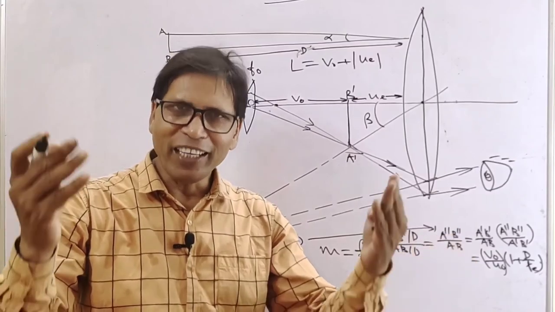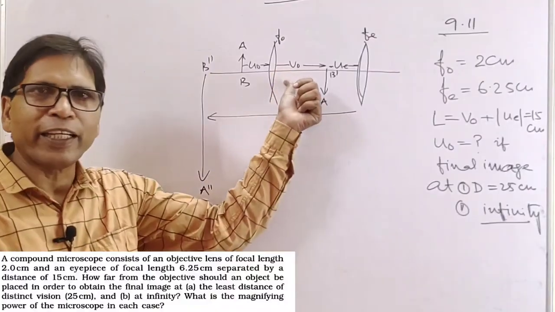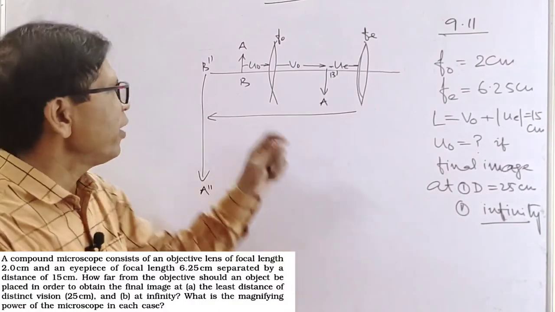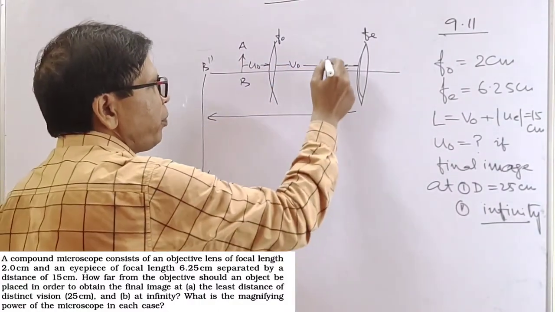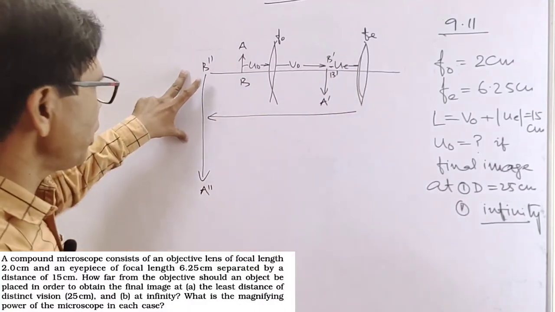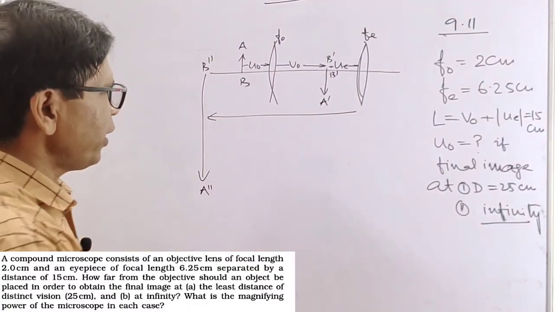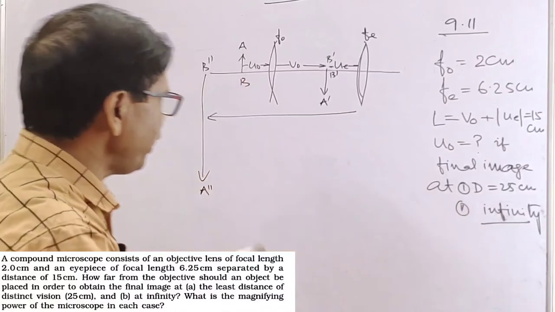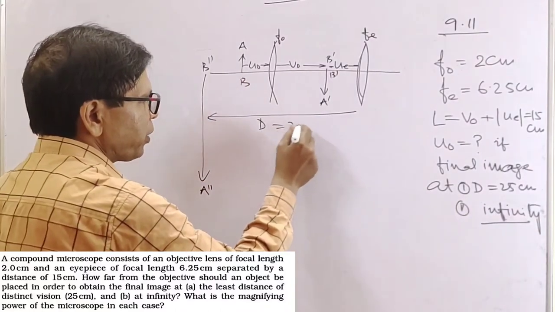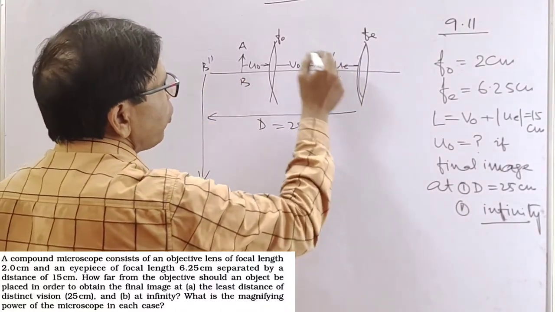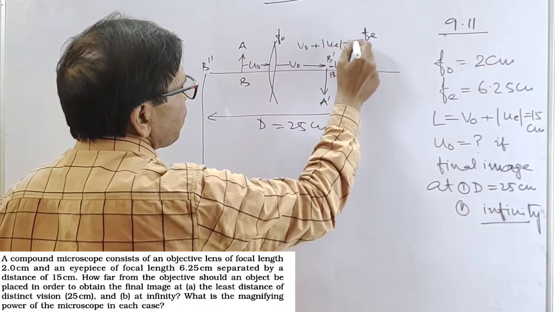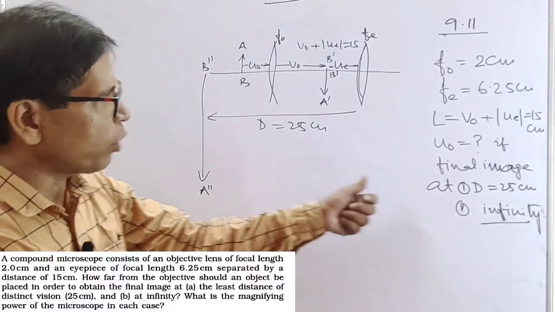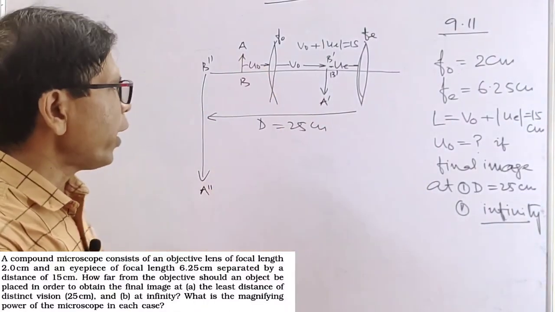Okay, now a numerical. This is a rough sketch of a compound microscope. This is the object, this is the image formed by the objective, and this is the final image formed by the eyepiece. Look at this. In the first case, capital D equals 25 centimeter. Okay, now VO plus mod UE equals 15 centimeter. We have to calculate the UO. Look at this.